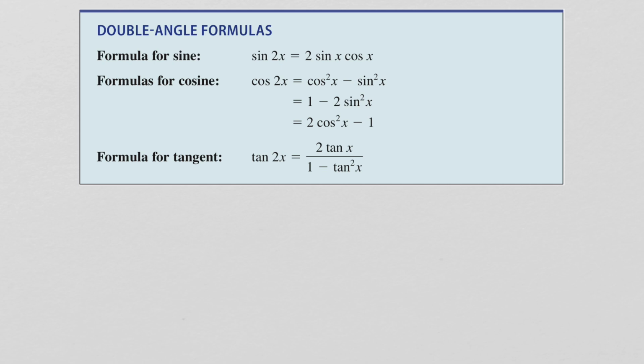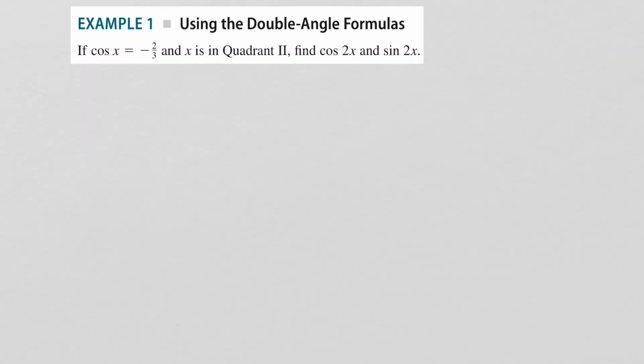But fundamentally, these formulas all come from the sum and difference formulas, which I am not covering in this video series. These formulas allow you to find the sine, cosine, or tangent of 2 times an angle by only knowing about the sine, cosine, or tangent of the original angle. Let's take a look at some examples.